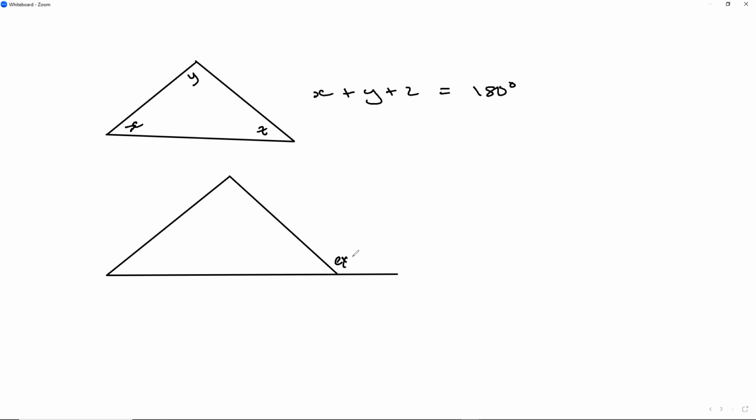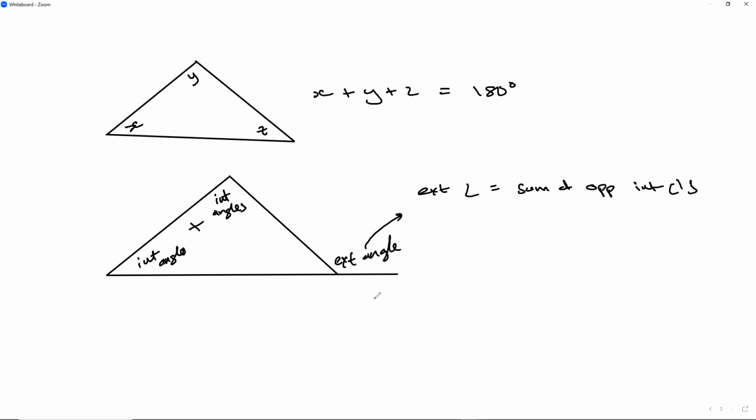And this exterior angle here is equal to the sum of these two interior angles, and they are opposite to that angle. So the exterior angle is equal to the sum of the opposite interior angles. That would be that, and it would be those two added together become that. All right.